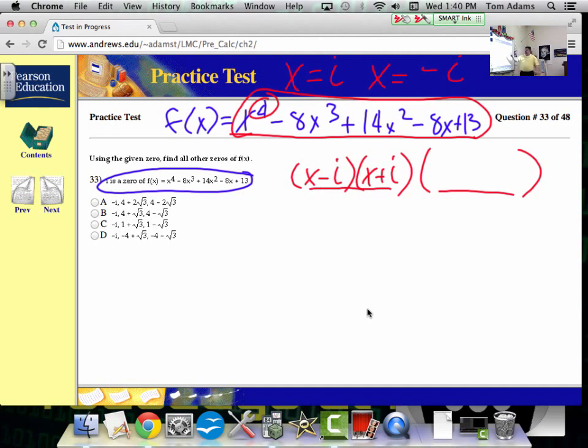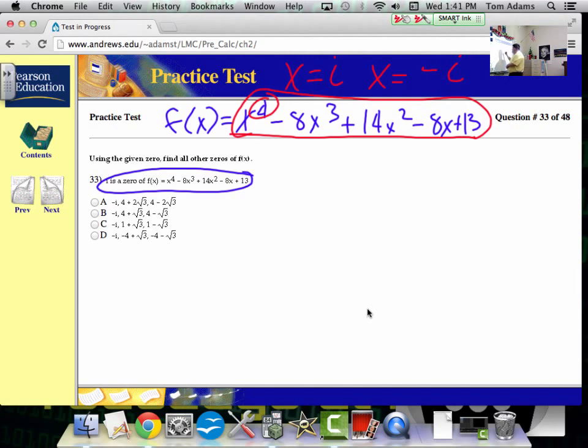Yes, Mr. Adams. So, what is the product of these 2 things? X squared plus 1, right? Because negative i squared is, i squared is negative 1, negative 1 is positive 1. You guys with me so far? So, we want to divide the top by this, and then we'll go from there, okay? Does anybody have any questions about what I've just done?